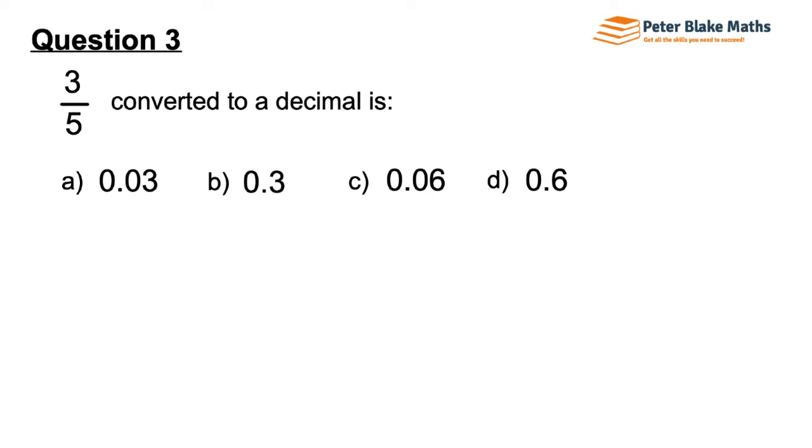Question 3. 3/5 converted to a decimal is 0.03, 0.3, 0.06, or 0.6.